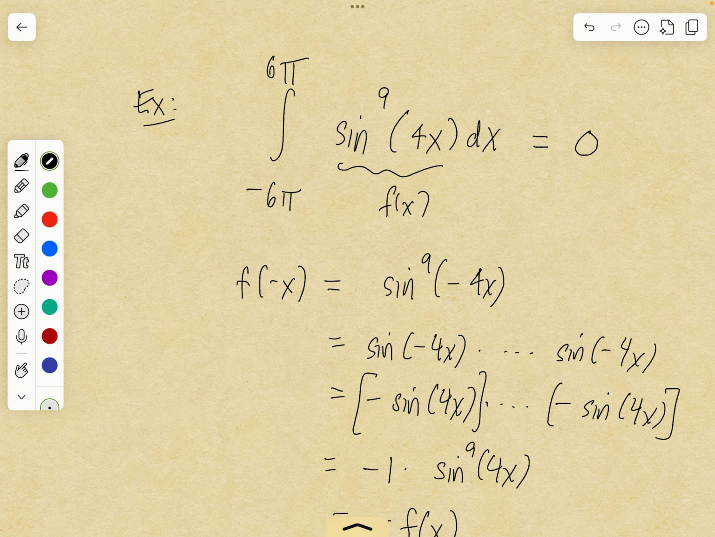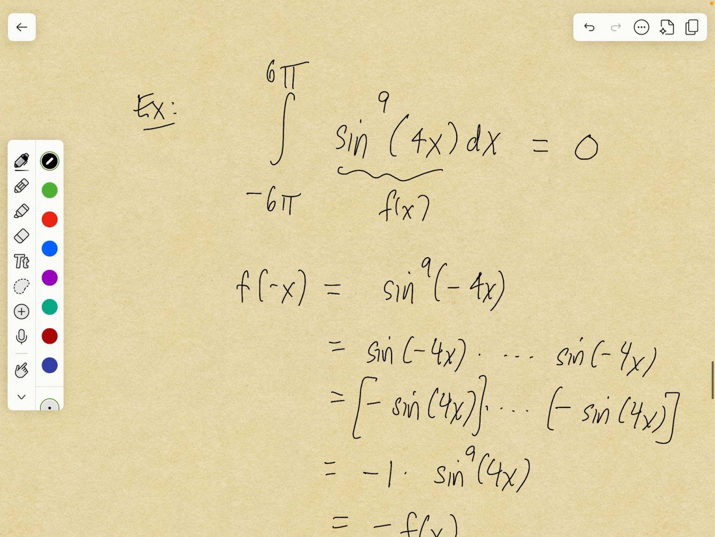So that's kind of a nice thing to know. Of course, this only works when you're integrating from negative a to a. So if you wanted to integrate from negative 5 pi to 6 pi, then you wouldn't be able to do it. So this is a very limited kind of trick, but it's useful to know.